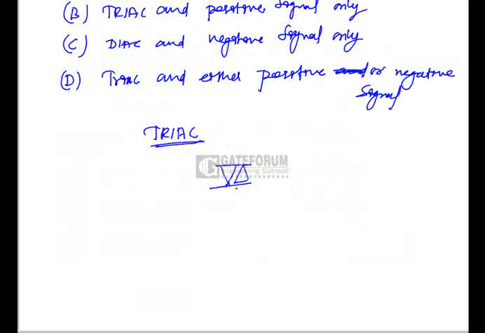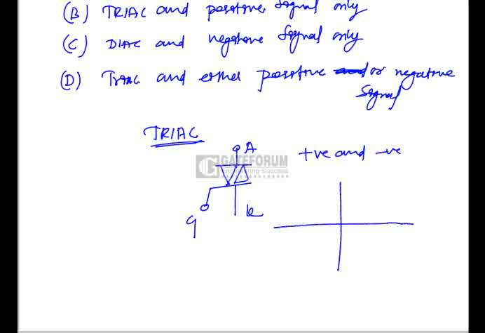Triac symbol is this one. This is anode, cathode, and we have gate. Okay, it can be turned on by a positive pulse and on either side a negative pulse. If you see the characteristics of triac, it is similar to that of thyristor in positive cycle as well as in negative cycle. That means you can turn on in positive or negative cycle.